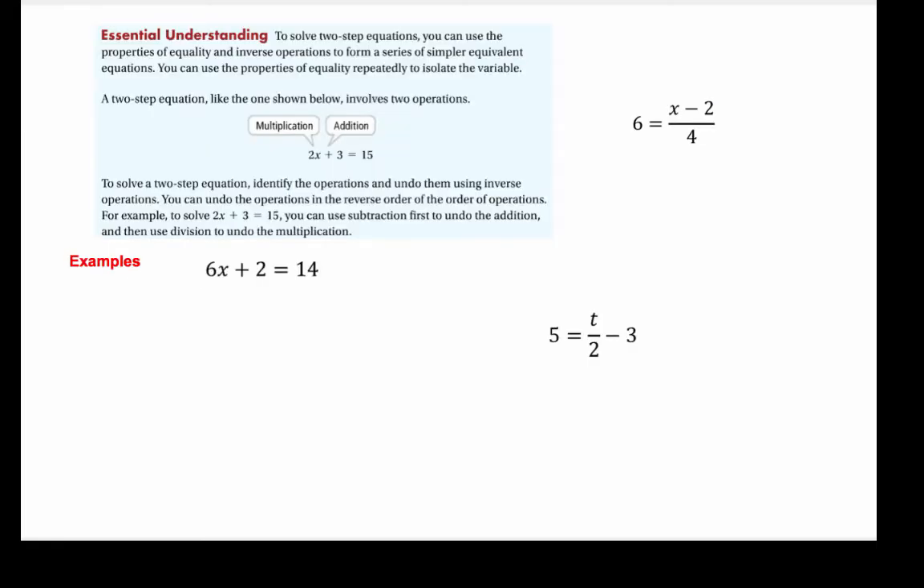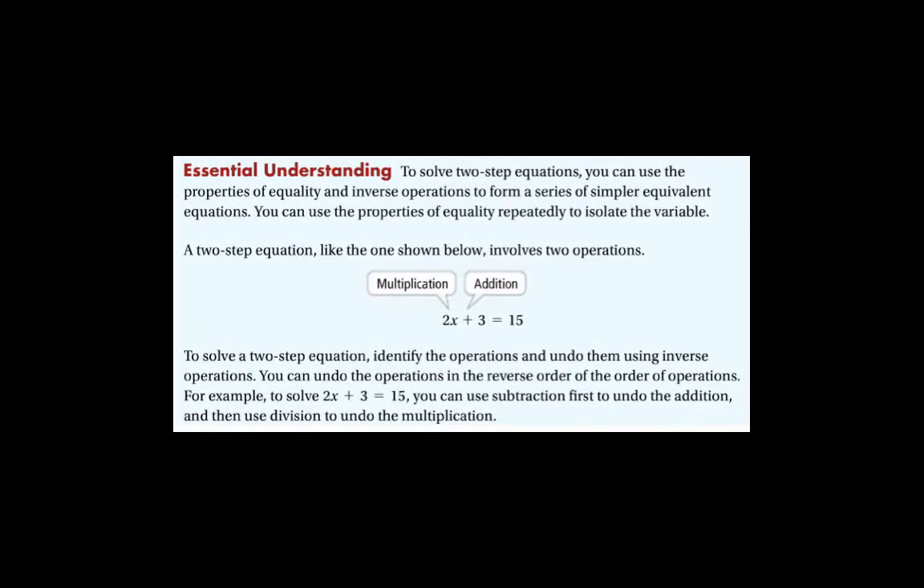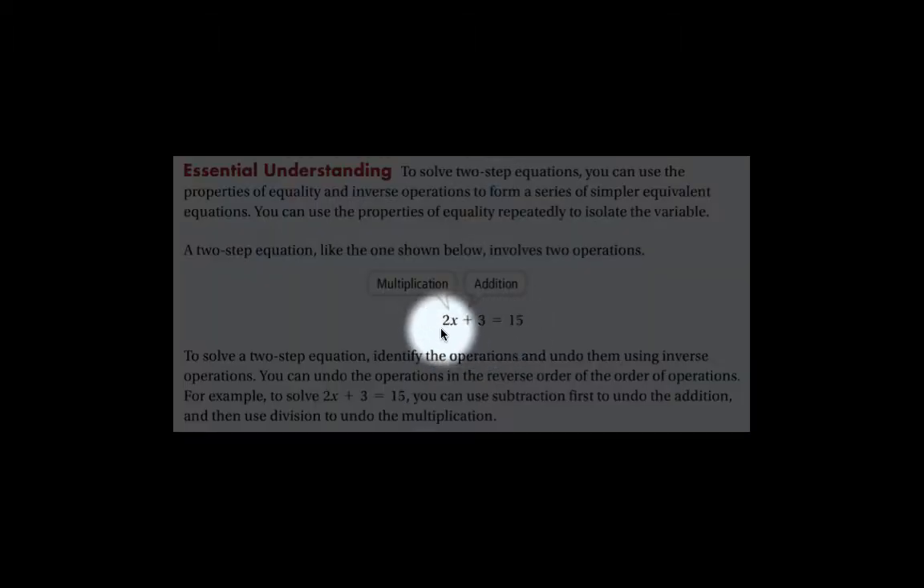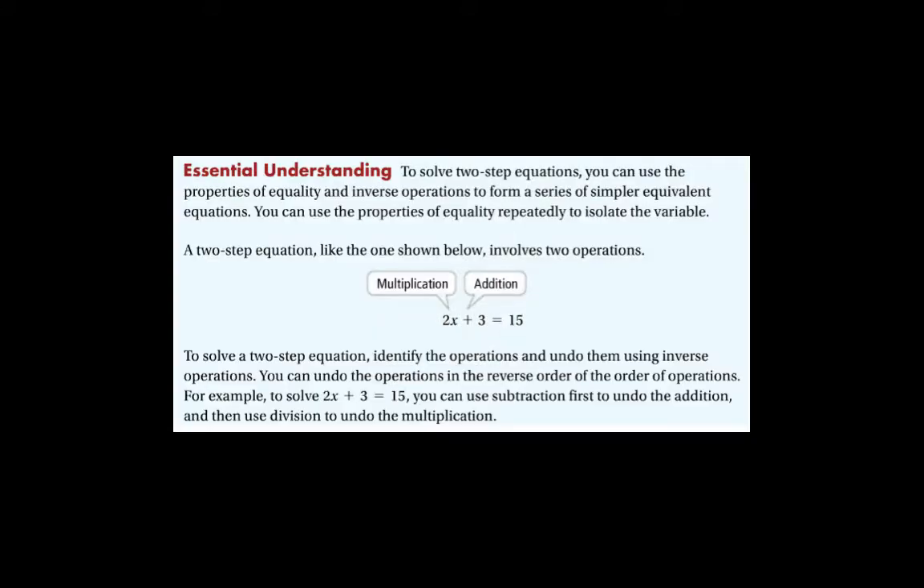Okay, so just to discuss this again, to solve two-step equations, you can use the properties of equality and inverse operations to form a series of simpler equivalent equations. You can use the properties of equality repeatedly to isolate the variable. A two-step equation like the one shown below involves two operations. This equation involves multiplication and addition. To solve a two-step equation, identify the operations and undo them using inverse operations. You can undo the operations in the reverse order of the order of operations.